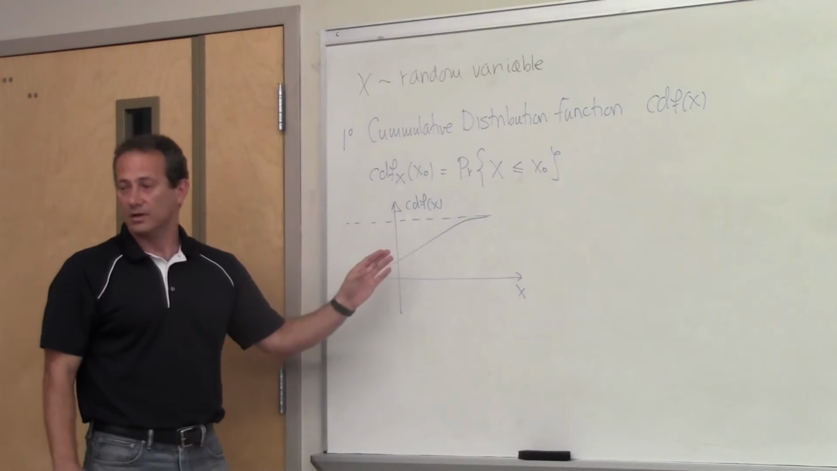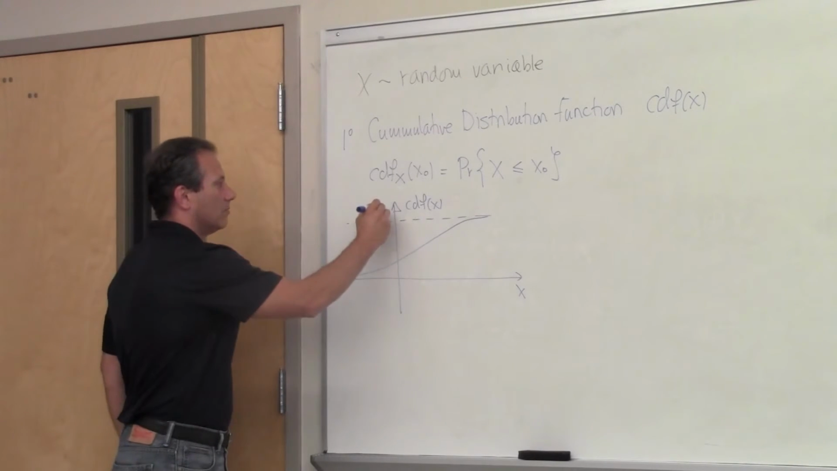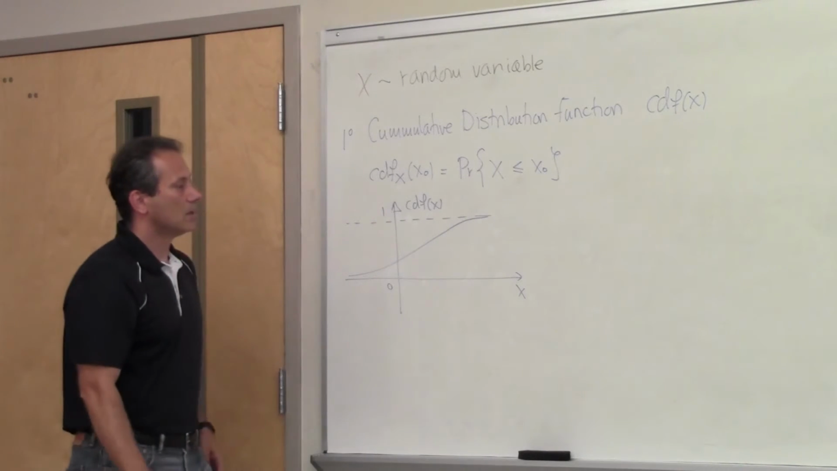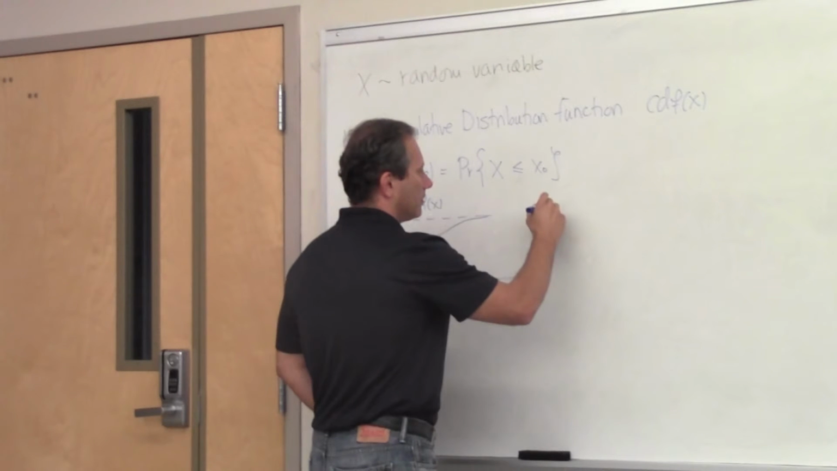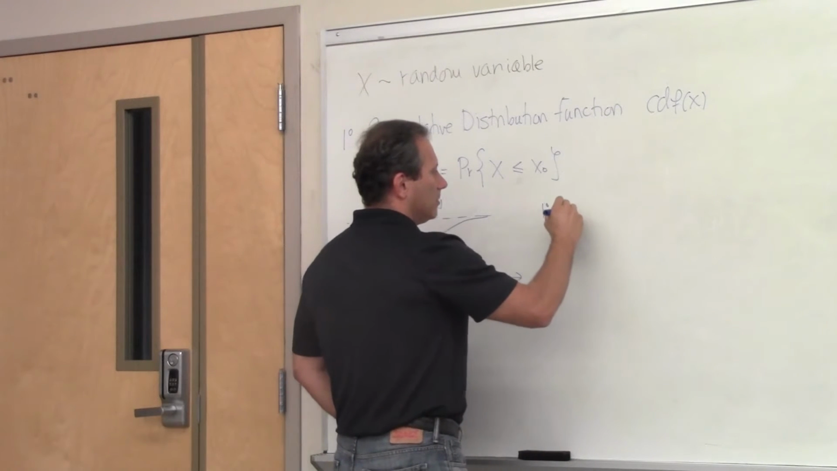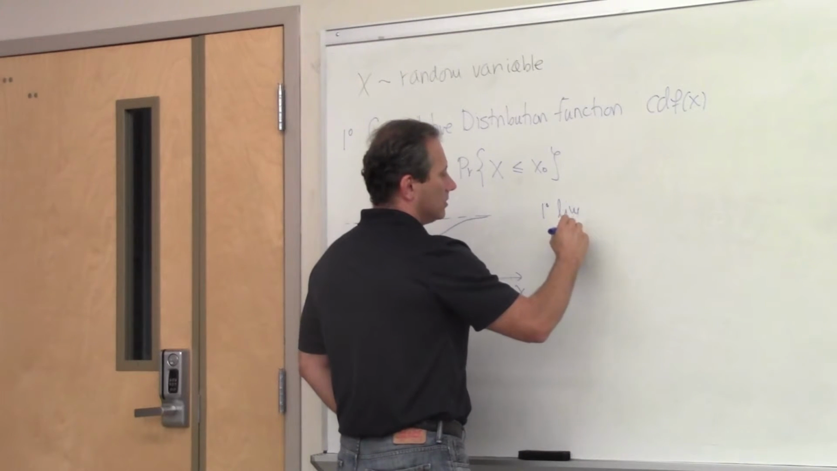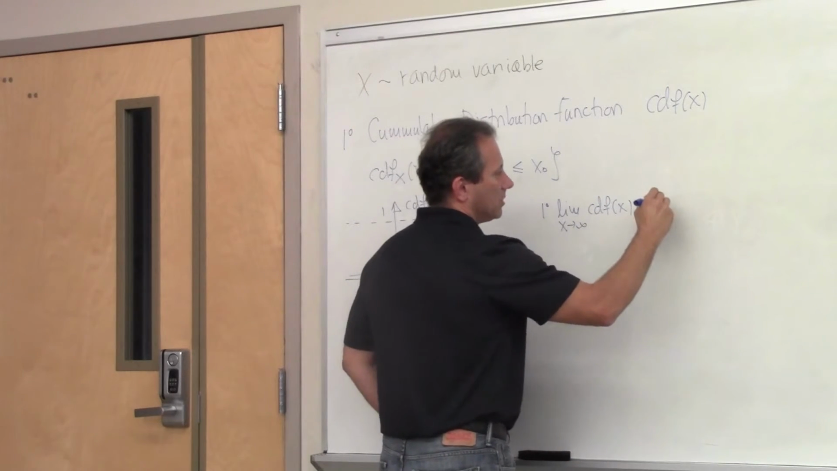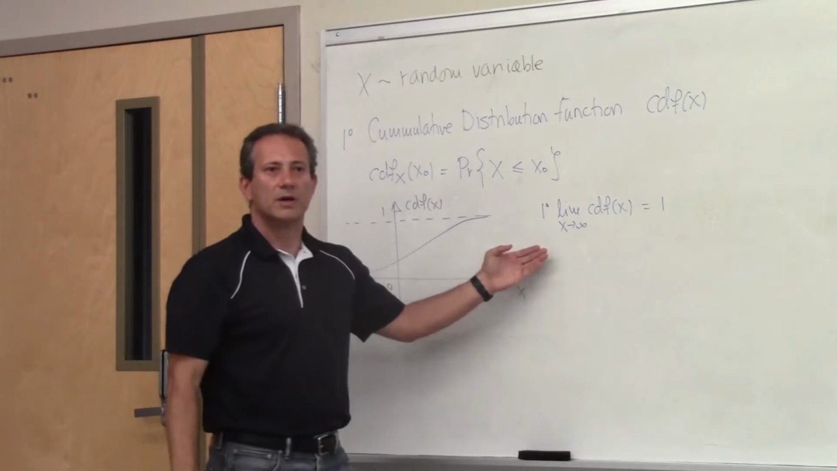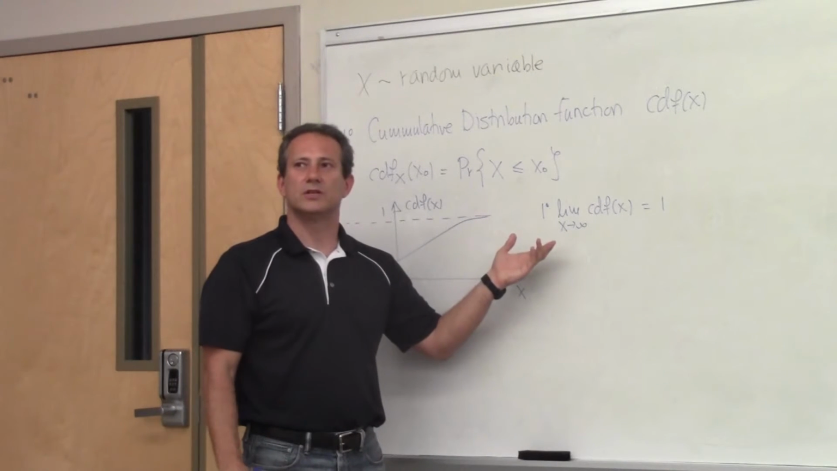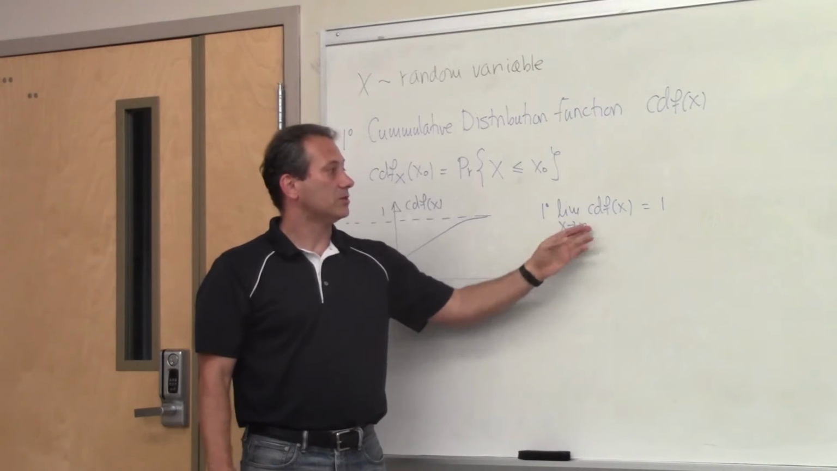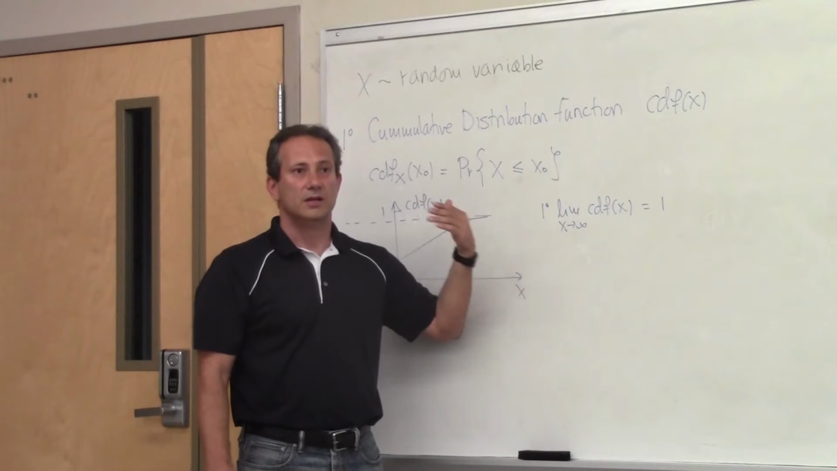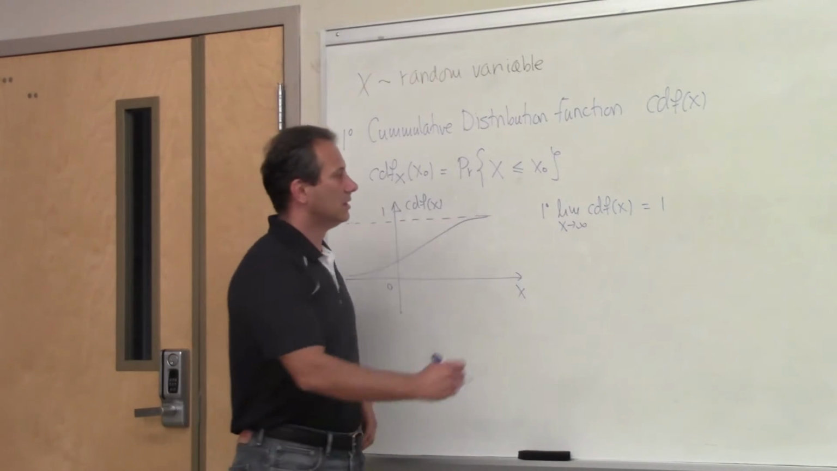They would saturate at 1 and then 0. So some properties here: limit when x goes to infinity of CDF of x has to be equal to 1. That comes from just the physical interpretation. What does this function mean? Probability that you're going to be smaller than infinity is going to be 1, certainly.